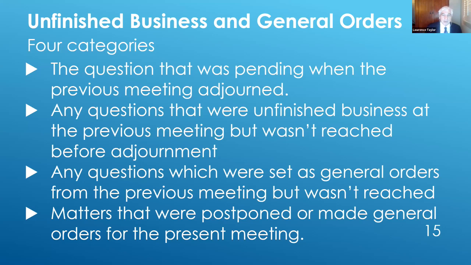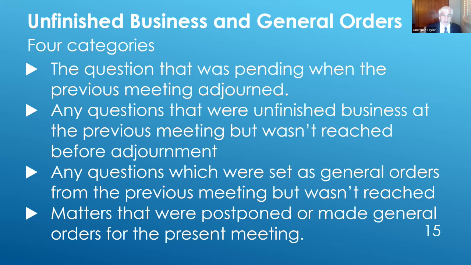And then any questions that were unfinished business of the previous meeting that weren't reached. So say you have an adjournment at 9 o'clock and you still had 3 items under unfinished business that hadn't been reached, and no one moves to extend the time of the meeting, then those items move from the current agenda onto the agenda of the subsequent meeting as unfinished business.